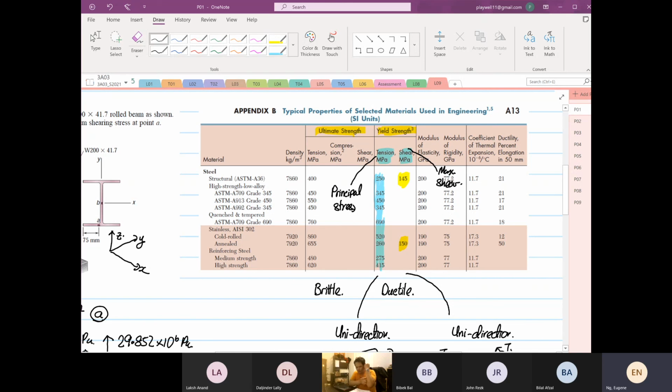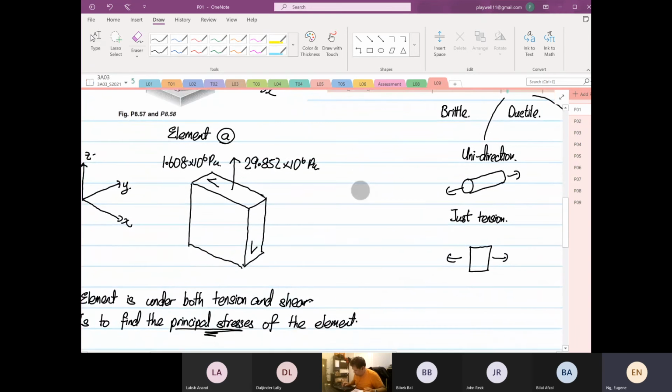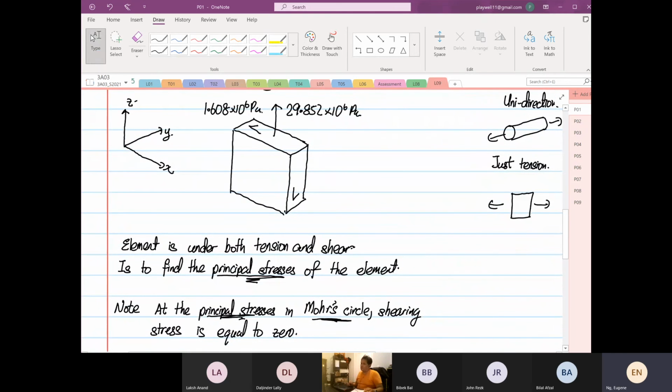So I'm going to draw Mohr circle. Some of you that did 3CO3 with me will remember Mohr circle. Some of you could not remember. It's okay. I'm going to do it all over again. So let's start constructing Mohr circle. I'm going to draw a 3D Mohr circle, because it's a 3D object or 3D stress view.